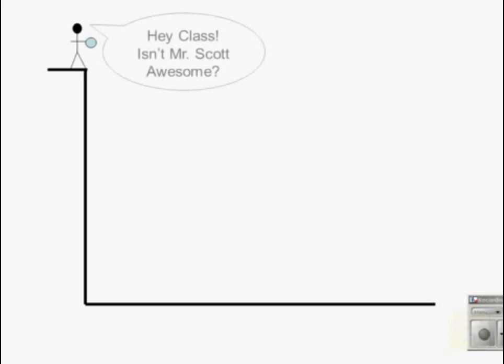Okay, so let's do one problem here. So our volunteer, Mr. Sticks, is going to come out. Oh, stop it, Mr. Sticks.